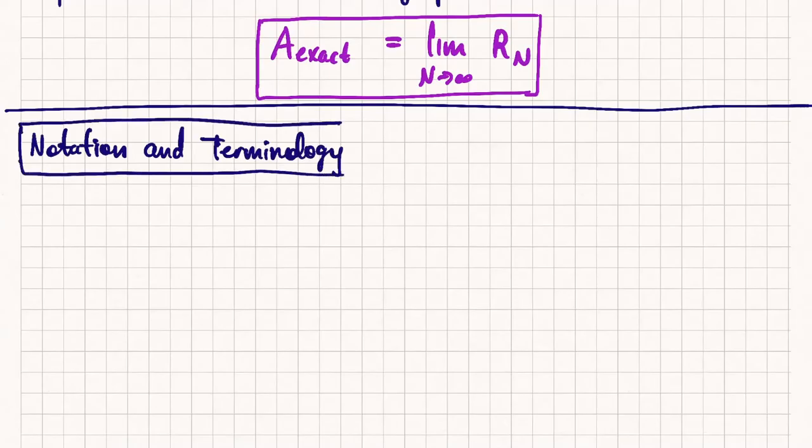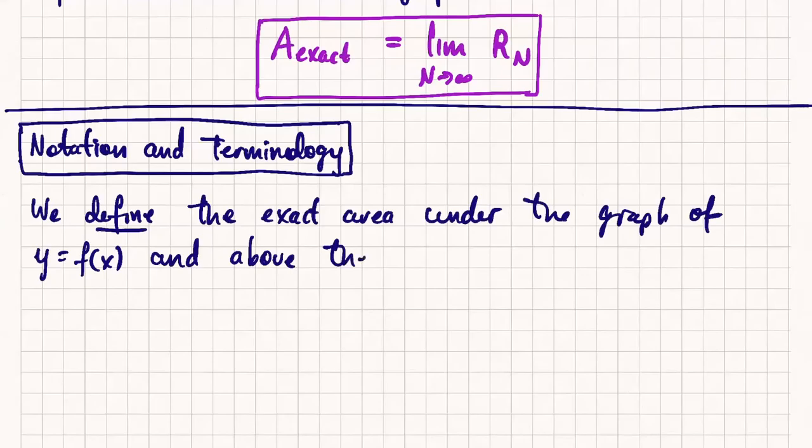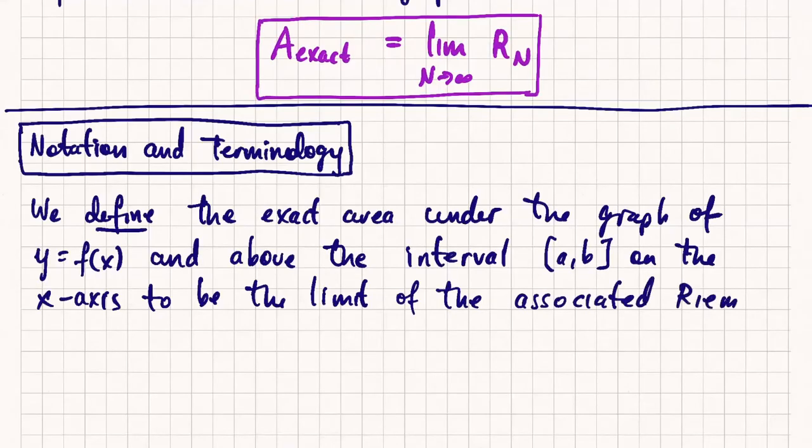So if you want to figure out the area of a circle or the area of an ellipse or something like that, it comes from this definition. Like I said, we define the exact area under the graph and above the interval. Right, I have to write all this out to make sure that we're very precise with our answers. So the limit of the associated Riemann sums as n goes to infinity.